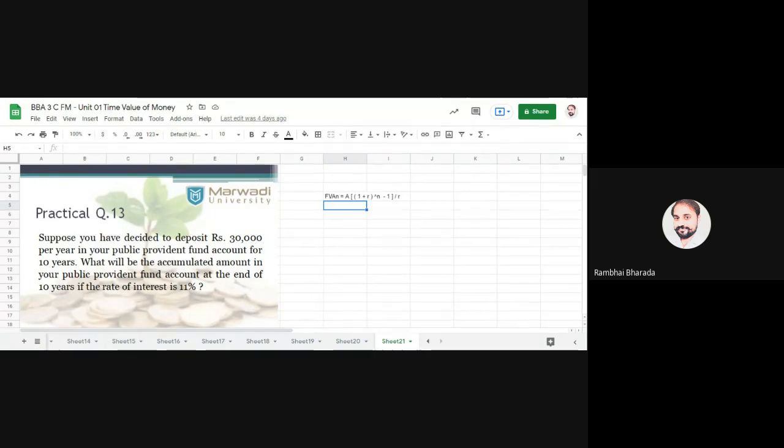Okay, so now A means 30,000, so write down here 30,000 in a bracket. 1 plus R means rate of interest. How many percent? See the last line, 11%. So we'll write 0.11. Bracket over, raised to N. N means number of years. How many years? 10 years. So write down here 10 minus 1, bracket over, divided by R. Rate of interest again 0.11.